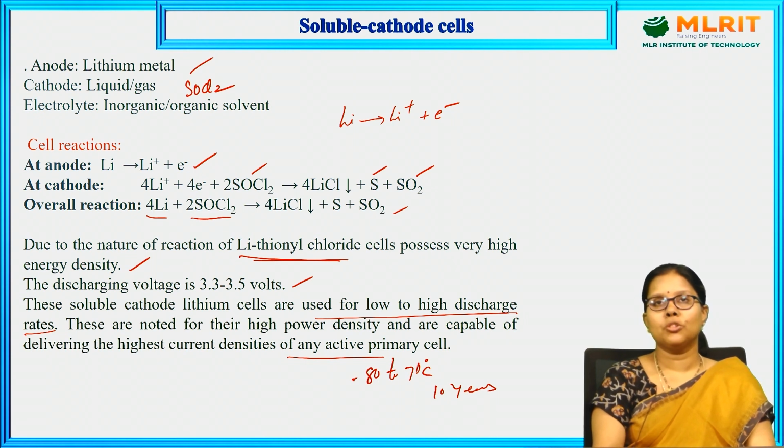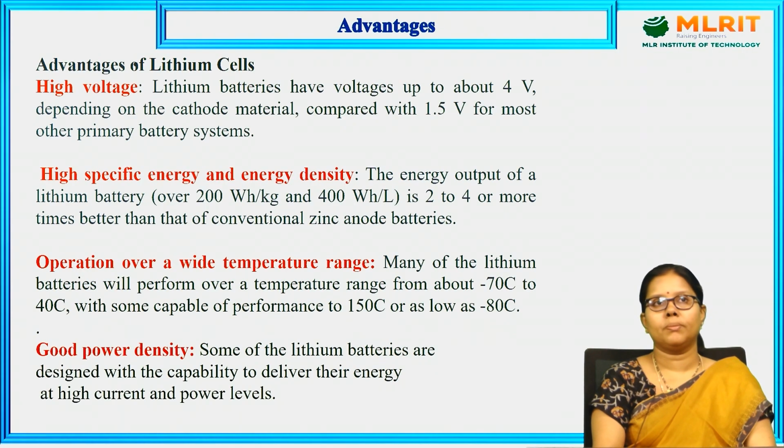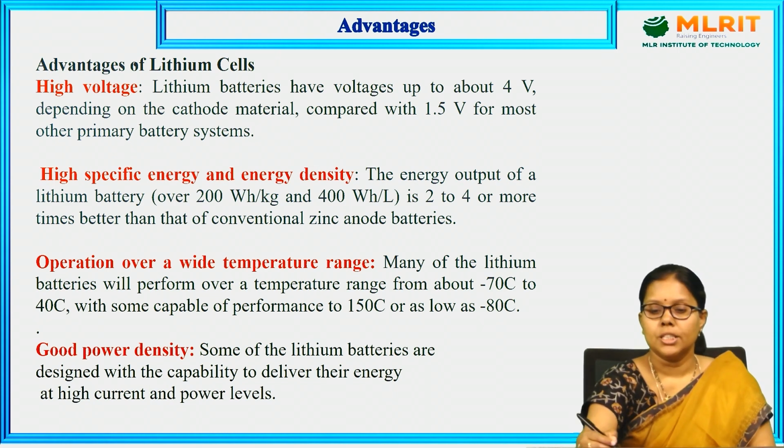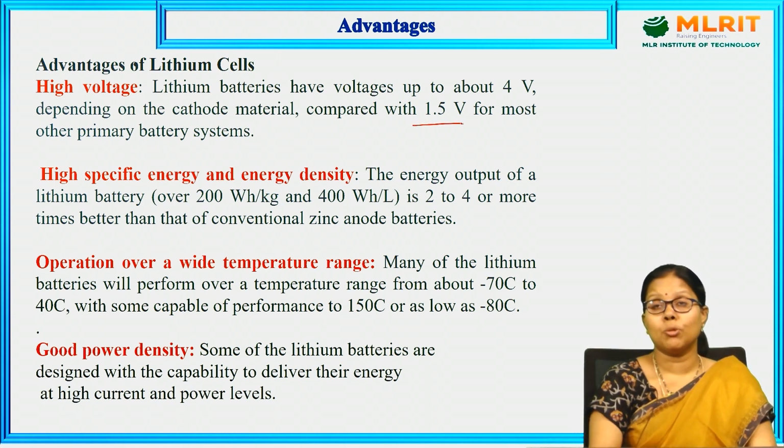Most of them will choose soluble cathodic cells in many applications, in small devices like portable lights, calculators, watches and everything. Let us move to the advantages of the lithium cells. The first advantage of these primary cells is high voltage. Lithium batteries have voltage of about 4 volts, where general primary batteries have a voltage of about 1.5 volts.